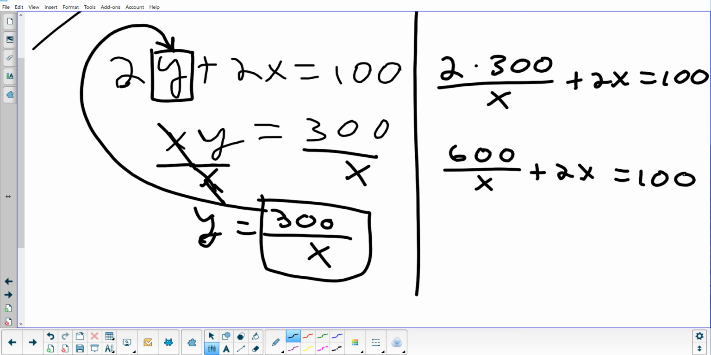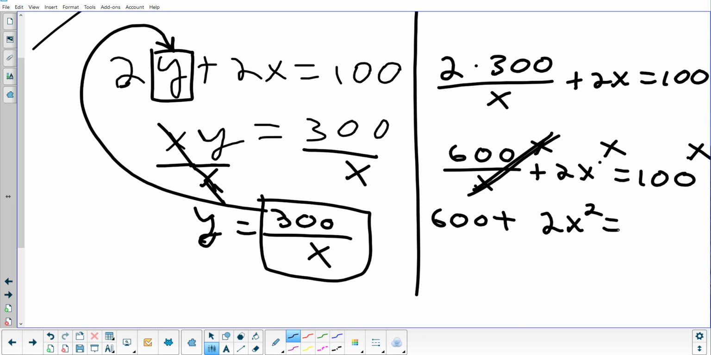Anyone have a thought what we're gonna do? It is something with x, yeah? Multiply each side by x. Yeah, multiply everything by x, because what that's gonna do is it's gonna get rid of this fraction. We don't want fractions. So we're gonna do times x, times x, times x. When you do it on the left, these x's cancel. So now you have 600 plus, Jack, what's 2x times x? 2x squared. 2x squared equals, and Casey, 100 times x?